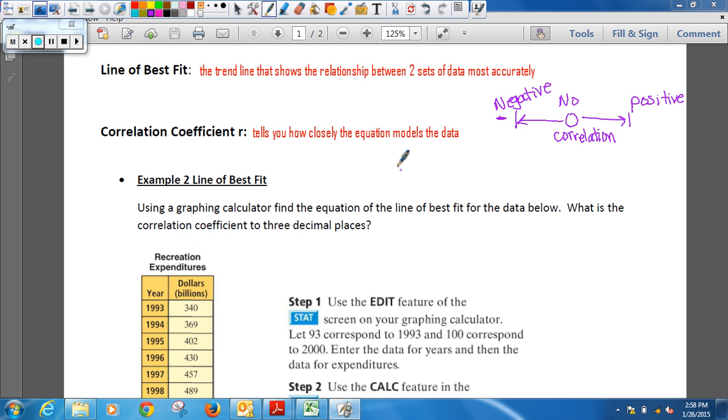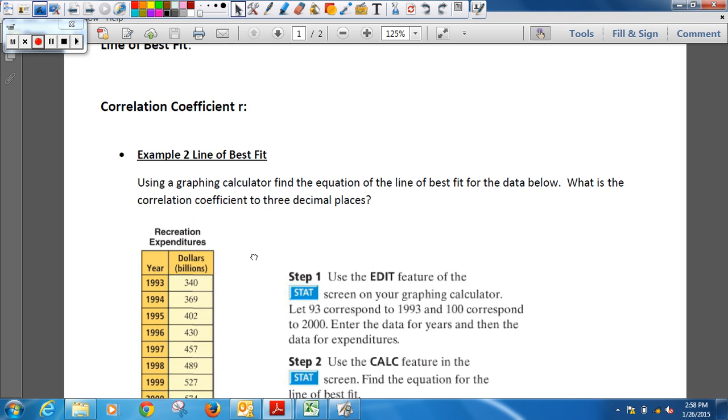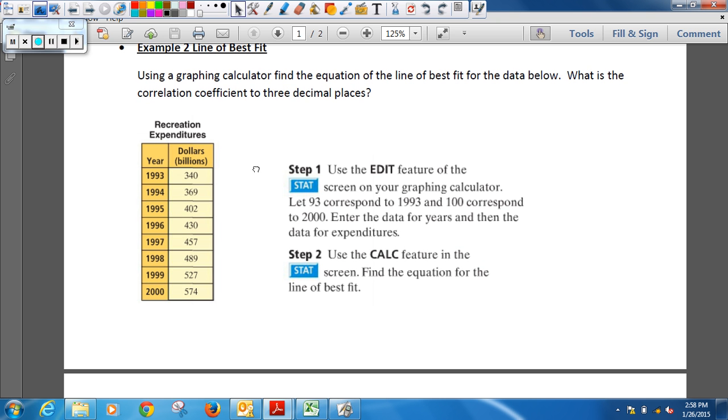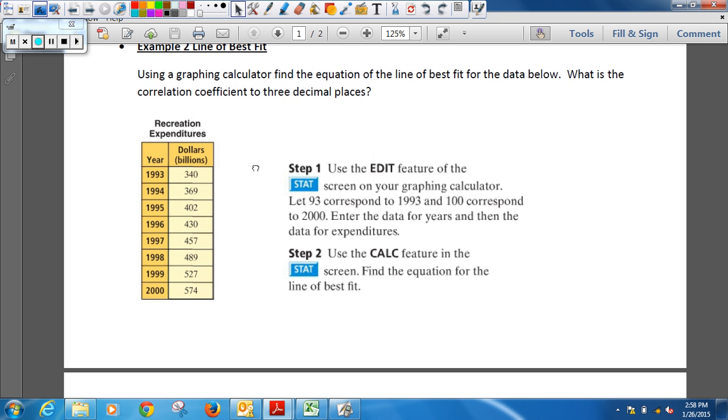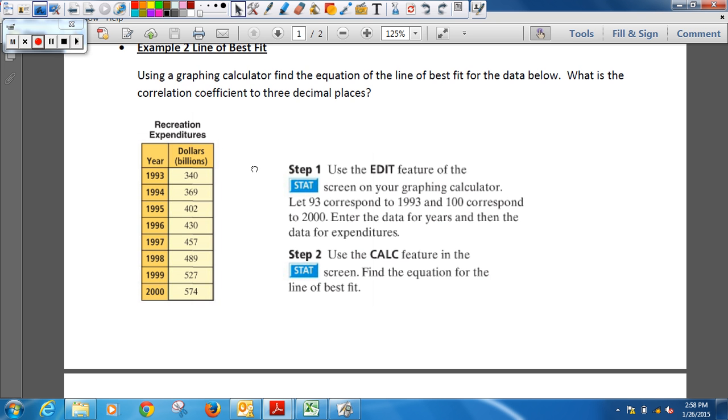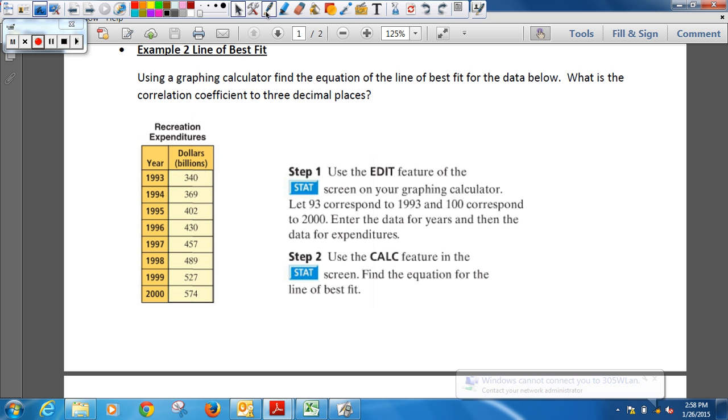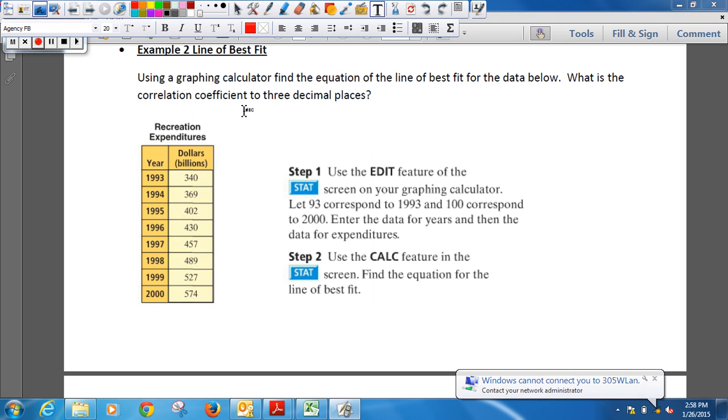So example number 2 is the line of best fit. It says, using a graphing calculator, find the equation of the line of best fit for the data below. What is the correlation coefficient to 3 decimal places? Well, before you do this, I want you to do the following, because some of our calculators are not set up currently to find this. So what I need you to do is do the following.